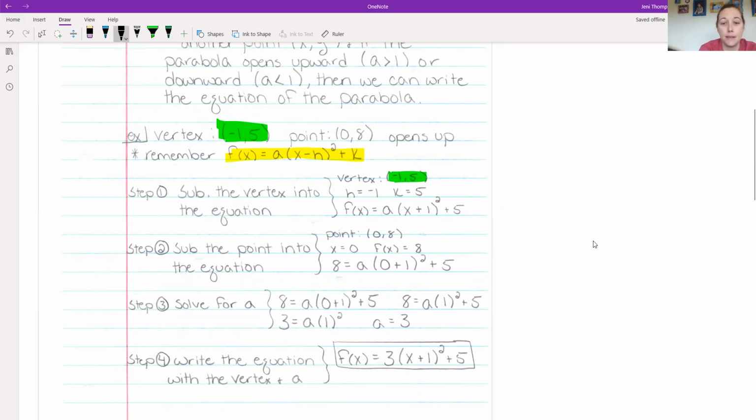This is H, comma, K. So my H is -1, that's the X coordinate there, and my K is 5, that's the Y coordinate there for my vertex. So those just get plugged right into the equation. X minus H, if I plug a -1 in for H, minus -1 means +1. So that's why this is +1. And then plus K on the end, +5.